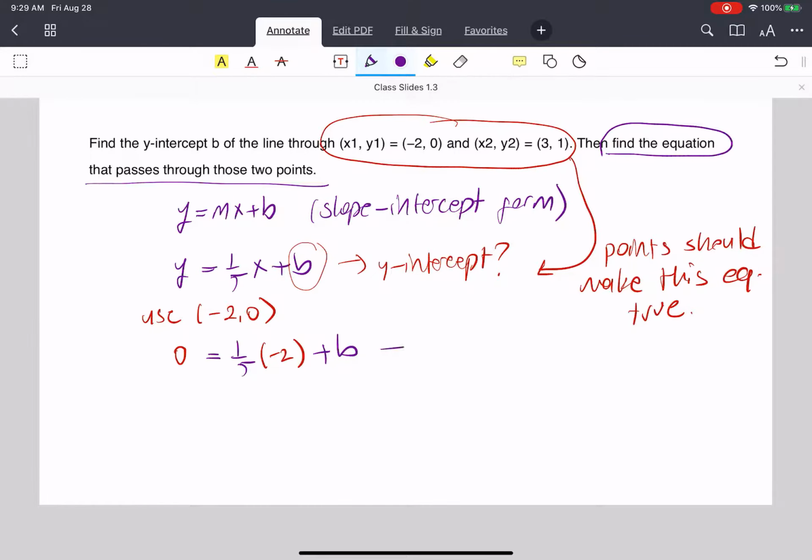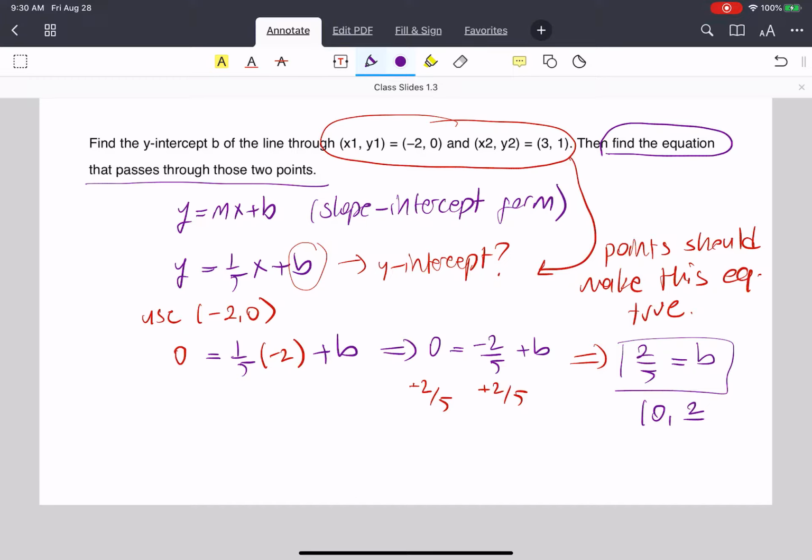So then I will solve this for b. I'll say 0 equals -2/5 plus b. And then we're going to subtract -2/5 from both sides, or add 2/5. So what that means is that 2/5 is equal to b. So b is 2/5. What it means is my y-intercept has to be (0, 2/5). So this is my y-intercept.